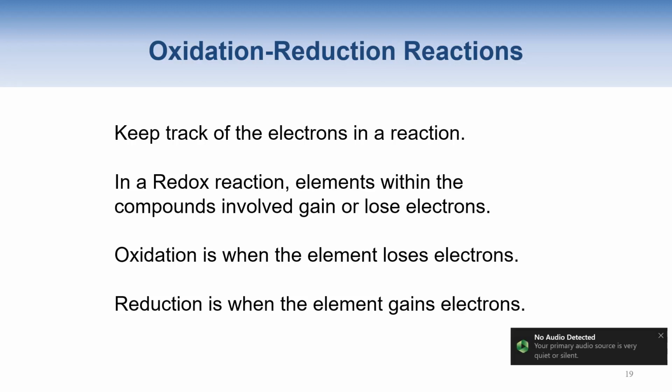So oxidation-reduction reactions keep track of the electrons in a reaction. In a redox reaction, elements within the compounds involved gain or lose electrons. Oxidation is when the element loses electrons and goes up in oxidation number. Reduction is when the element gains electrons and goes down in oxidation number.